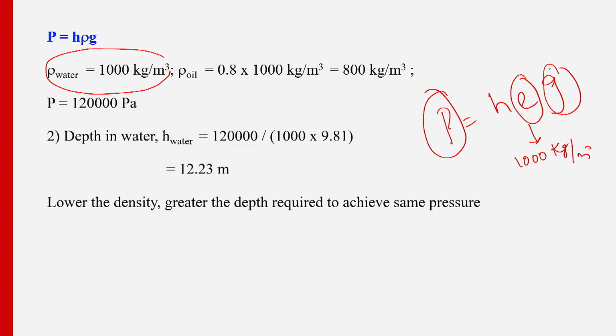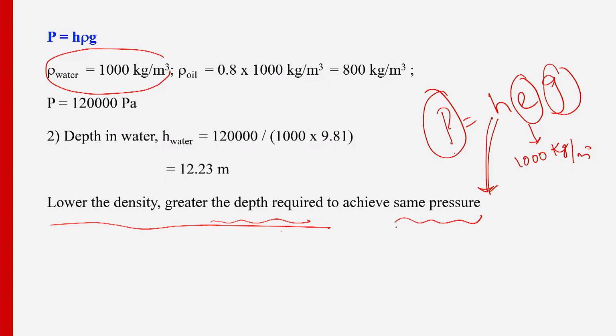So, g is 9.81 here. Finally, we got the height, the depth of the liquid here. So the final conclusion: when you want to lower the density and still get the same pressure, you have to adjust the depth required.